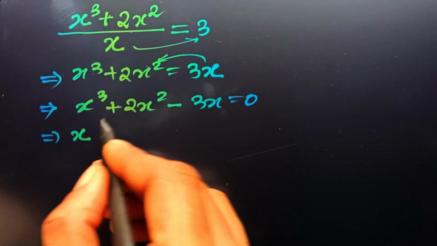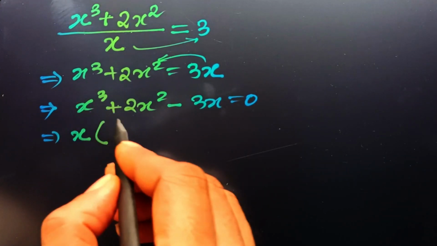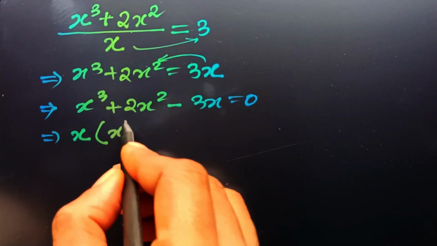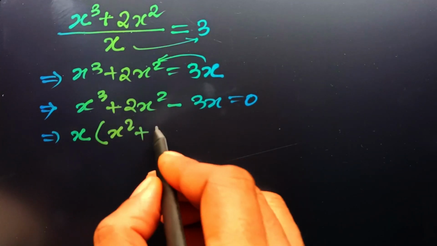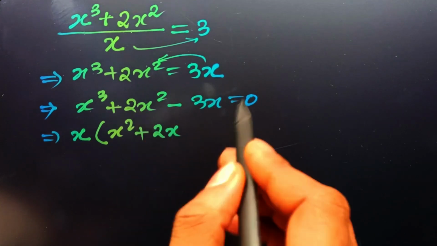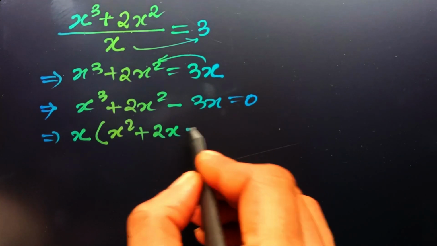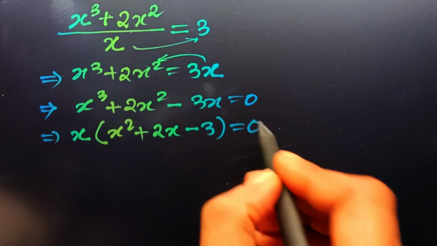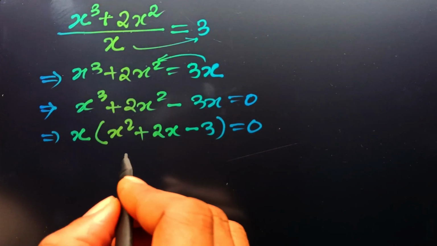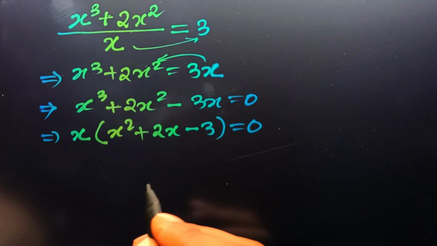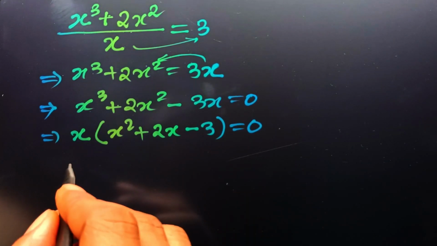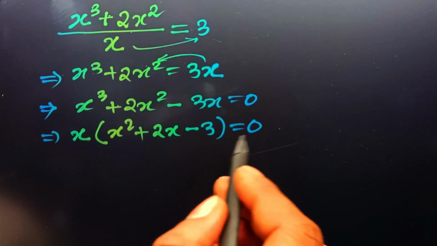When we pull that x out to the front, we open a parentheses and write what is left over. So from x cubed, we are left with x squared. From 2x squared, we are left with positive 2x. And from minus 3x, we're just left with minus 3. And then we close the parentheses and set it all equal to 0. Now this is beautiful because we have turned a cubic equation into a product of x and a quadratic equation: x squared plus 2x minus 3 equals 0.